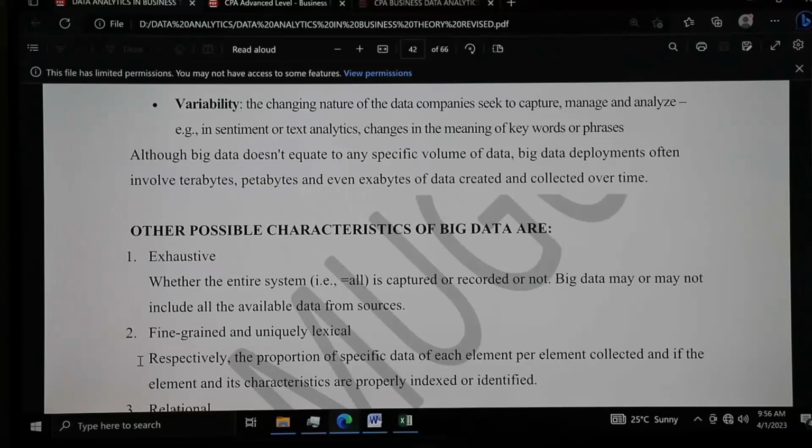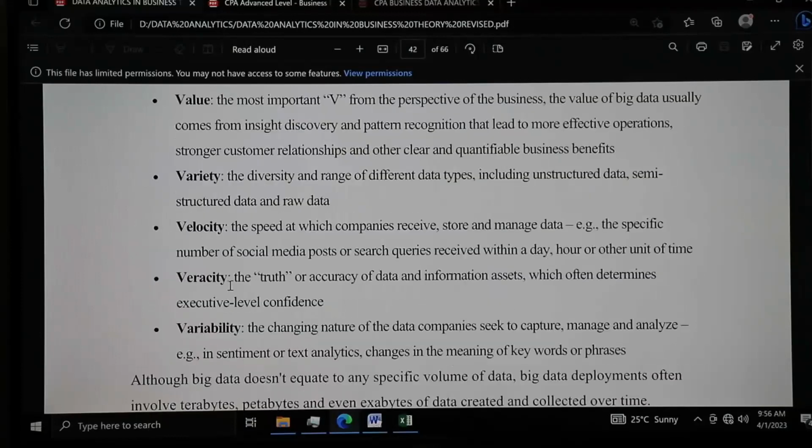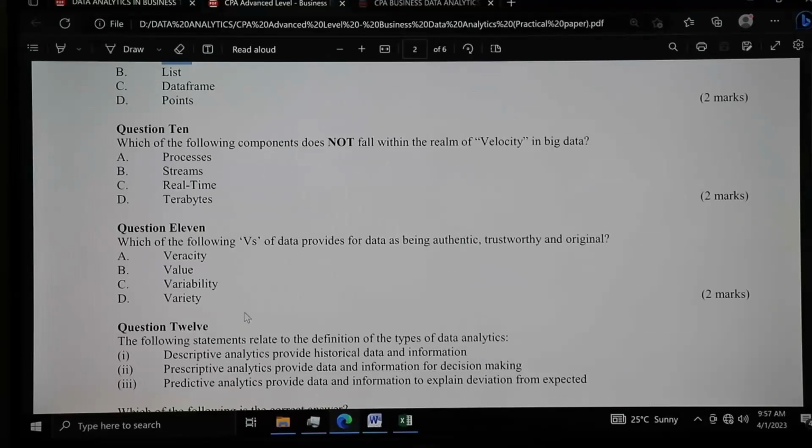When you check veracity, what do you mean by veracity? Here we say that veracity is the truth or accuracy of data and information assets, which often determines the executive level of confidence. So simply we can say that veracity is the right answer.